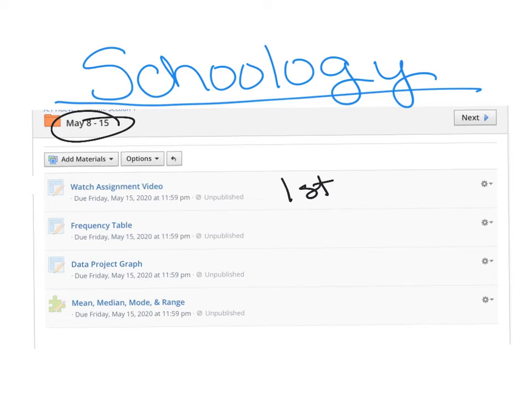Once you're done with your frequency table, you are going to submit it here. Once you're done with your graph, you are going to submit it here. I will be looking at them after the 15th. So make sure you submit your frequency table to that assignment and the graph to the graphing assignment. Now, as you can see, there is one more assignment. This is the part where you're going to do a little bit of math. Here we go.